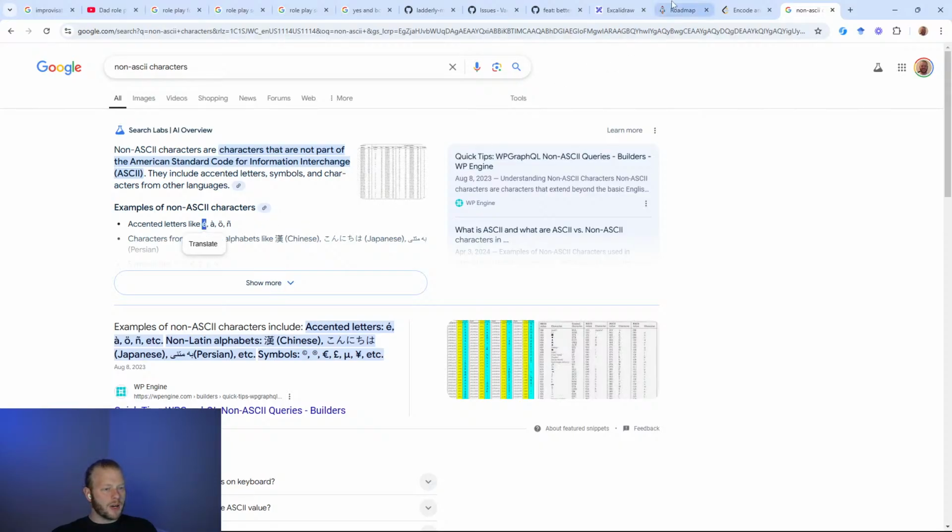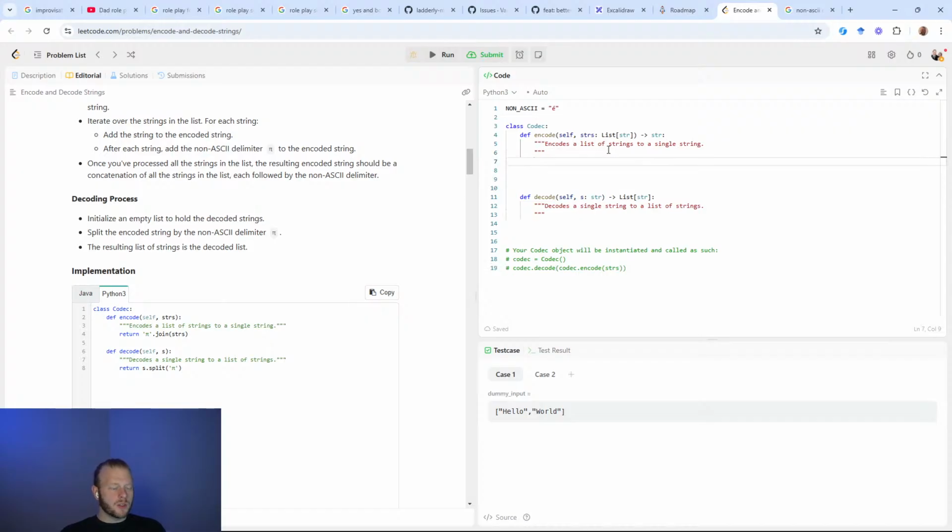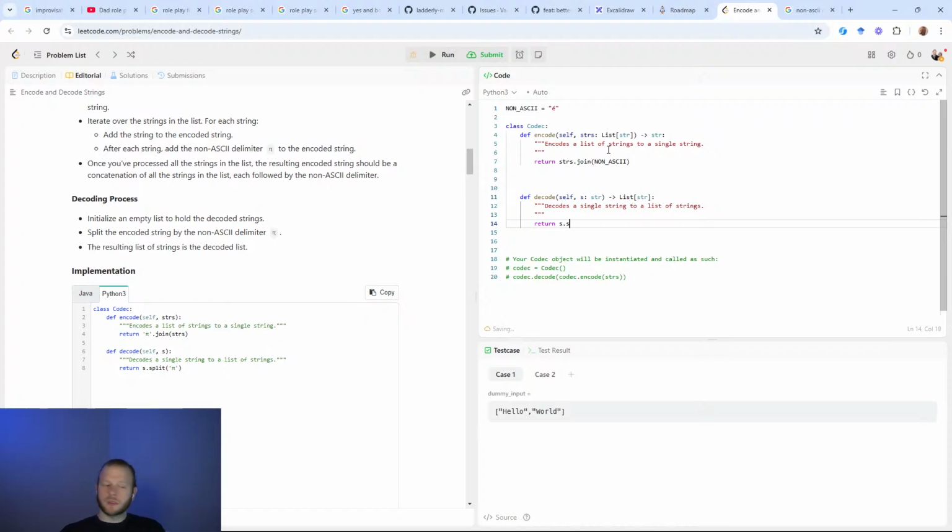Cool. So I'll just grab this one. Maybe in a real interview, they would let you look that up. So I would say non-ASCII. I was talking about using a magic byte. This is basically equivalent. It's a non-ASCII delimiter. So return strs.join non-ASCII, and then return s dot, is it split?